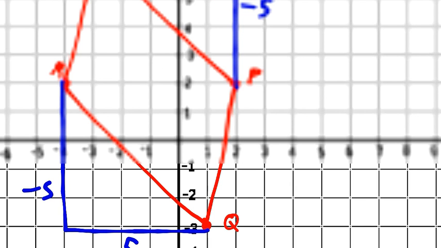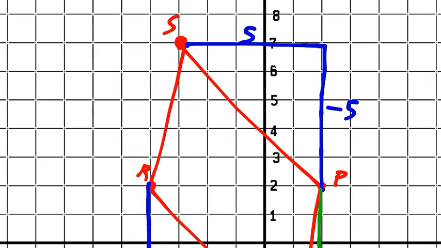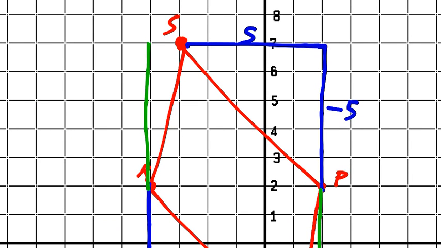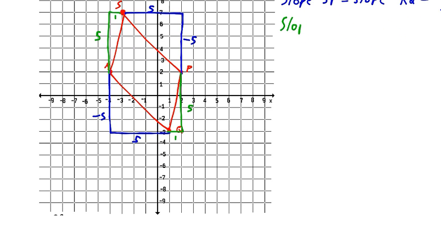If I dive in here to PQ, we're going to see that this one goes over 1, up 1, 2, 3, 4, 5. So it's over 1, up 5. And likewise, this slope here goes up 1, 2, 3, 4, 5, and over 1. And so, therefore, they both have a slope, and I'm going to write that over here. Slope of PQ equals the slope of SR. And they're both equal to the rise, 5, over the run, 1.